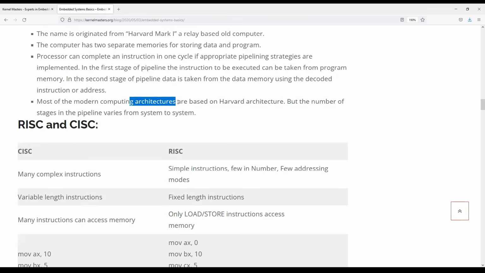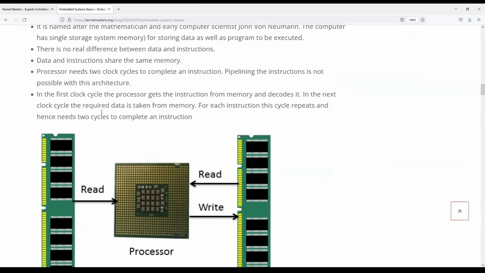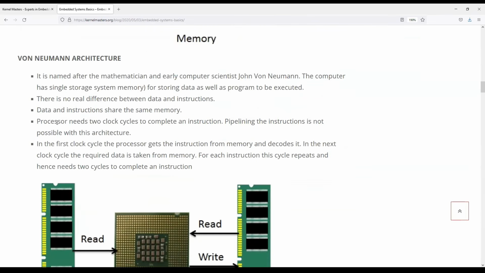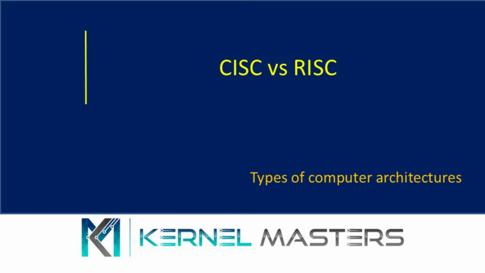Most of the modern computing architectures follow which architecture? Harvard. In the von Neumann case, the processor needs 2 clock cycles to execute a computer instruction. Pipelining is not possible here. Correct now? Yes, in von Neumann, pipelining is not possible. It is mentioned clearly. So it's an old method, a method we are not using now.